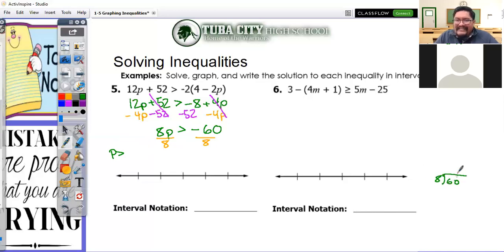So 8 goes into 60 about, let's see, 5, 6, 7 times. 8 times 7 is 56. And that means I'm gonna have 4 left over. This becomes my top number, 4. Bottom number, 8 is still my bottom number, so that's gonna be the bottom number here. Now I'm gonna reduce this 4 over 8 because they can both be divided by 4. So 4 divided by 4 is 1.